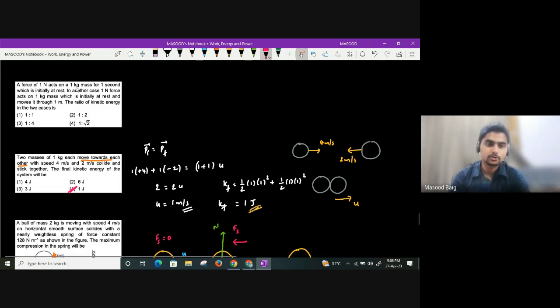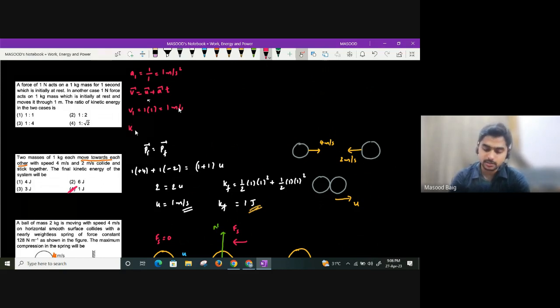Force of 1 Newton acts on a 1 kg mass for 1 second. Automatically, initial speed is 0, force is a constant value. So what will I get the acceleration as on first mass? I'll get it as 1 by 1, which is 1 meter per second square. So I can apply v bar is u bar plus a bar into t. Initial velocity is anyhow 0. So I'll get the speed v1, for how much time? 1 second only it is acting. So I'll get 1 meter per second. So what is the kinetic energy in first case, beta? It will be half into mass is 1 into 1 square, which will be half joule.